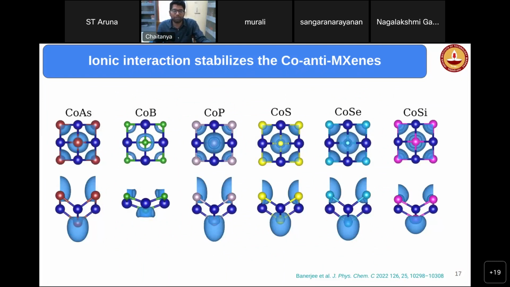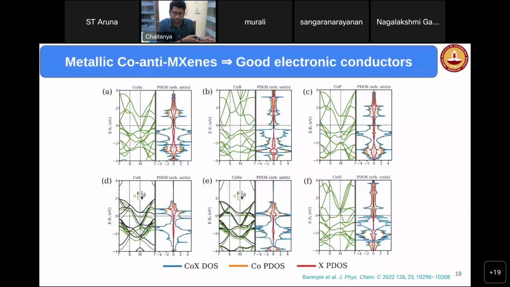We have plotted what are known as the electron localization functions, as you can clearly see from these ones. So this is the metal atom and this is the non-metal atom, and you can see that the electron cloud is majorly localized on the non-metal atoms. That means this is an ionic type interaction which is stabilizing these systems. On the metals, there is no such electron cloud. So that means electrons are completely localized on these non-metal atoms. So you can see an anion-cation type of interaction, which is nothing but the ionic type of interaction which is stabilizing these materials.